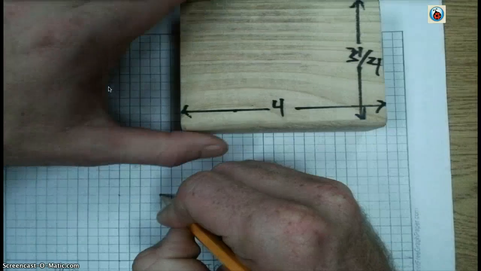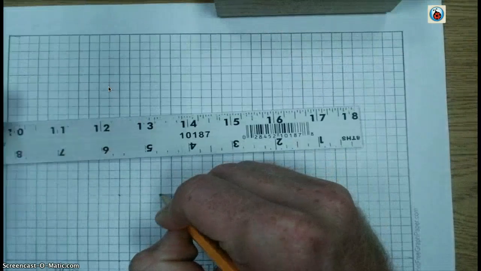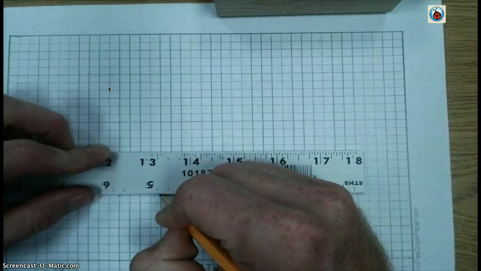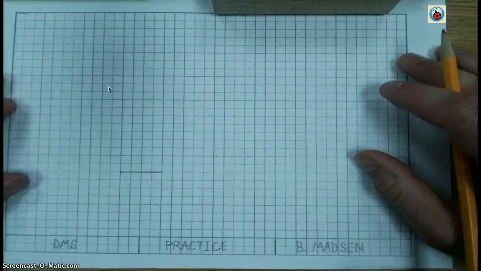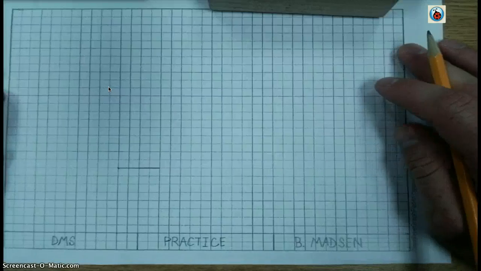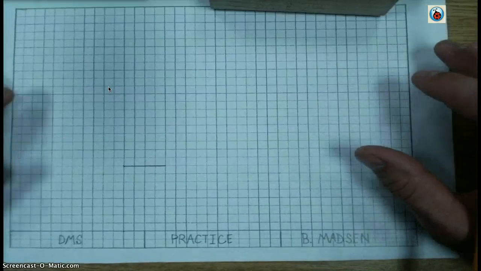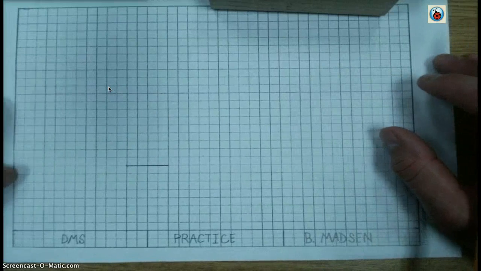I'm going to hold my pencil there, and I'm going to connect back to my other dot. Okay? These are called object lines. They are the second heaviest line on your paper behind your border lines. Okay?